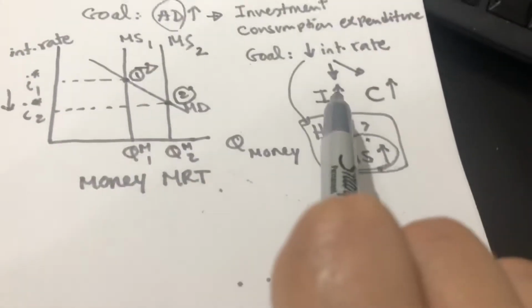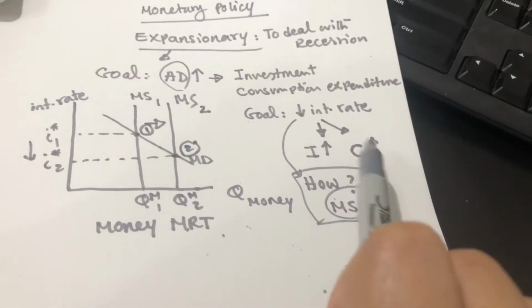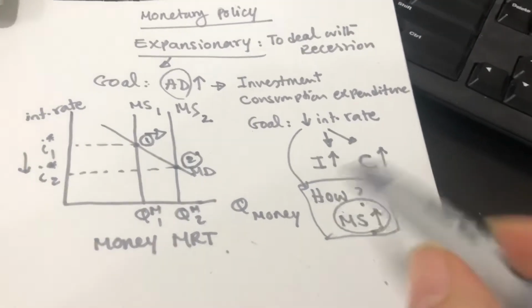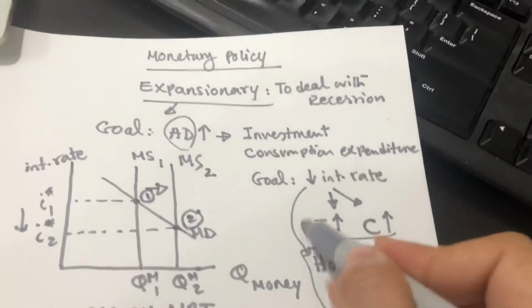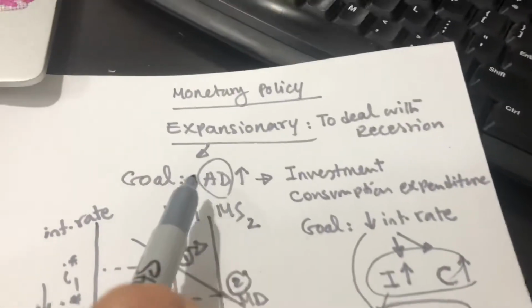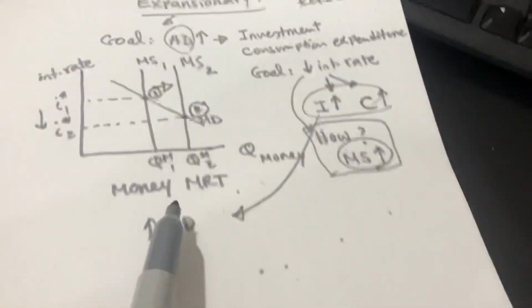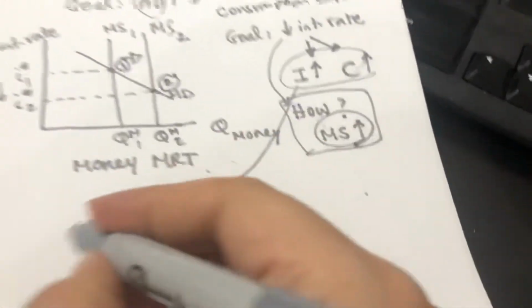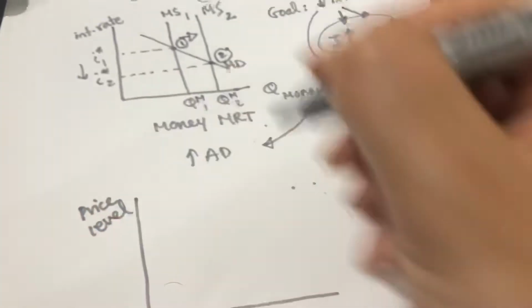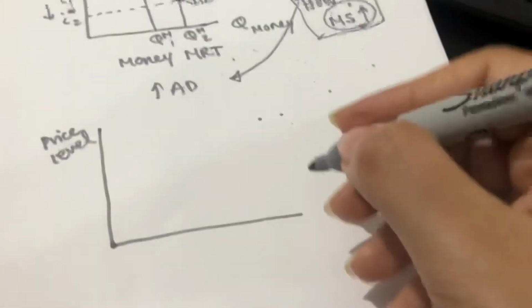We're going back here. So people are going to spend more money. Investors are going to borrow more money. They're going to invest more. So these two together will increase the aggregate demand, which was again our goal down here, right? So aggregate demand will go up. So now let's look at the aggregate demand, aggregate supply model.